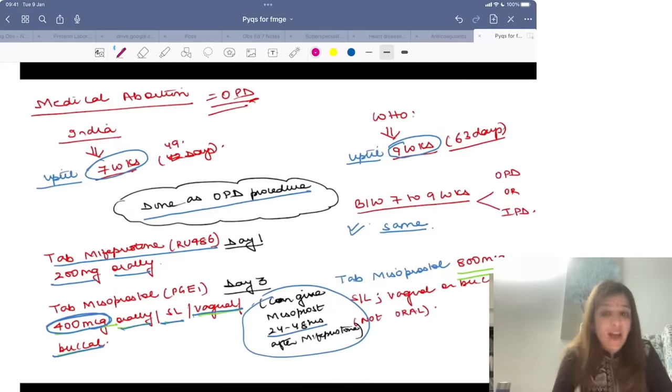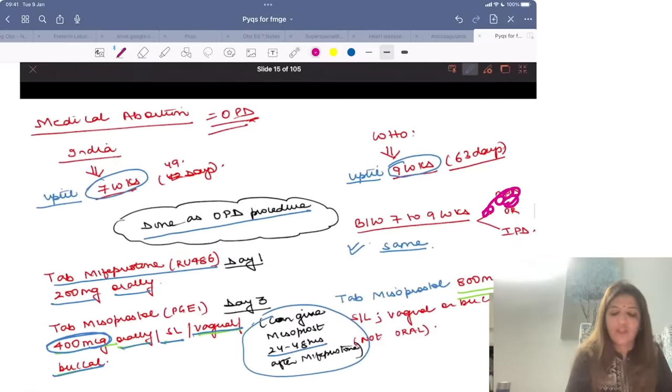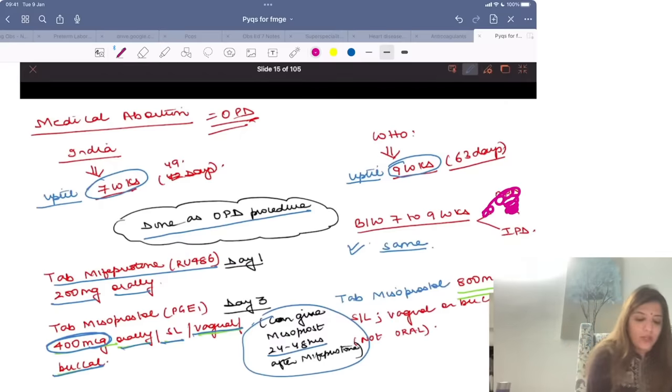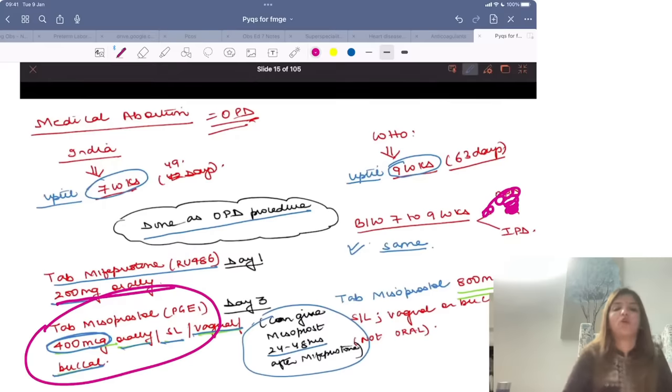Now, when you are doing medical abortion up till 7 weeks, it is done as an OPD procedure. But when you are doing it between 7 to 9 weeks, you have to admit the patient and then do it. What is the protocol? On day 1, you are going to give 200 milligrams of oral mifepristone. And then on day 3, you are going to give misoprost. How much misoprost? 400 micrograms of misoprost, right? It has to be given on day 3.